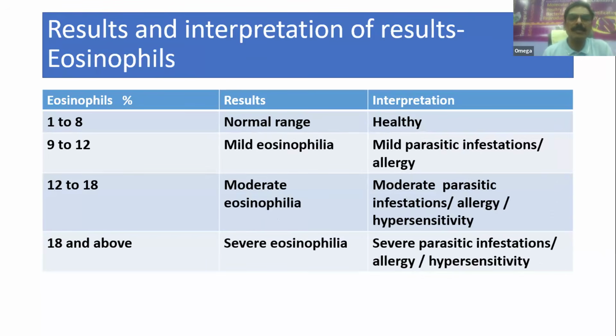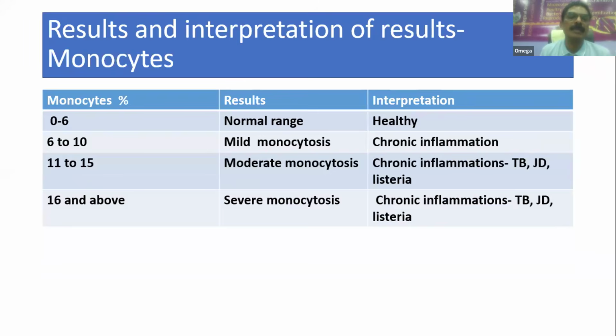Now, eosinophil count. Generally, many times the eosinophil count increases in case of parasitic infestations and allergic conditions, as well as hypersensitivity reactions. So these are some of the stages: normal, mild, moderate, and severe eosinophilia. Based on the etiological factor, there are changes in the eosinophilic count.